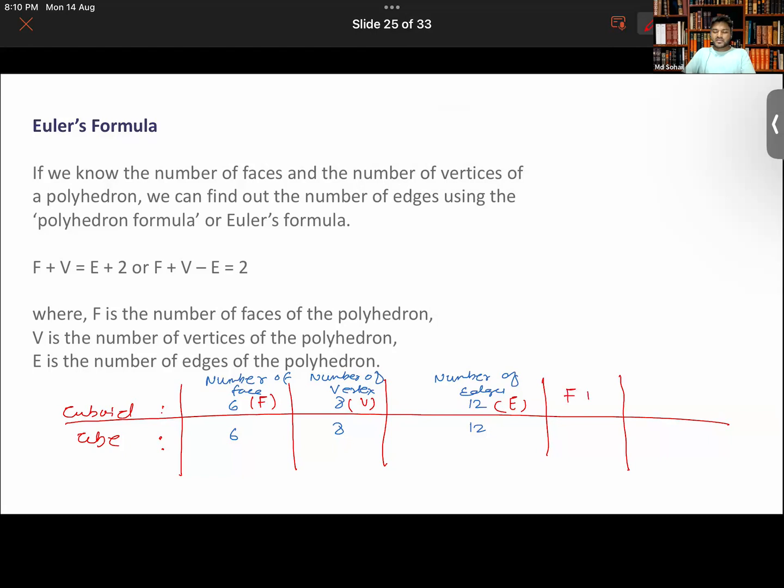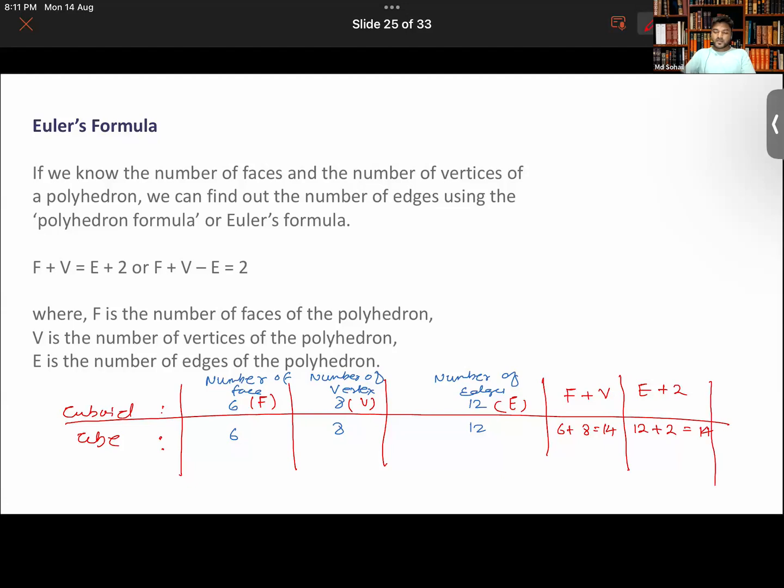let's add the number of faces and the number of vertices. So it will be 6 plus 8, that is equal to 14. Right. Now, take the number of edges and add 2 to it. So the number of edges is 12. 12 plus 2 is equal to 14.